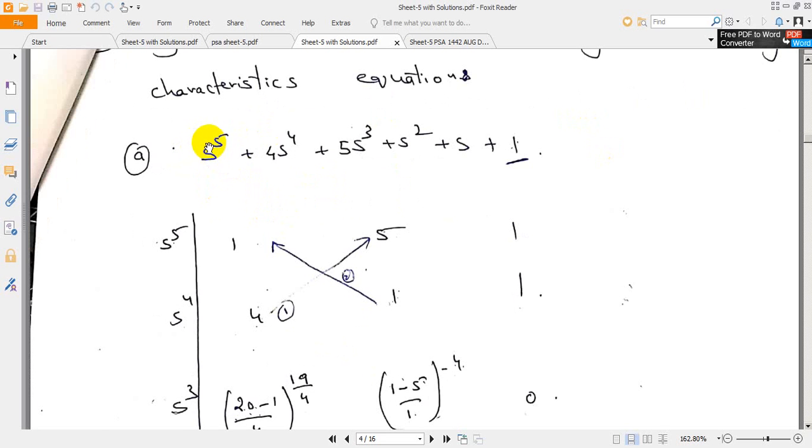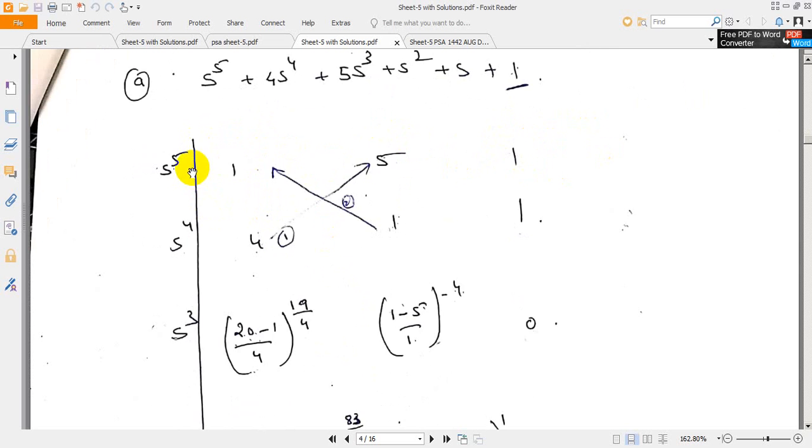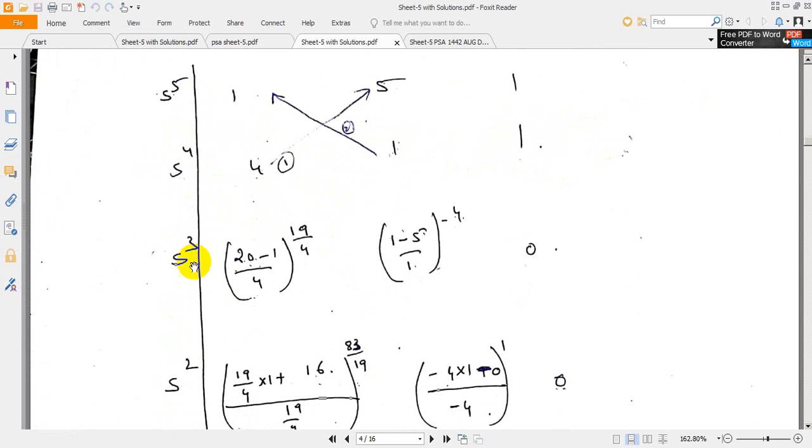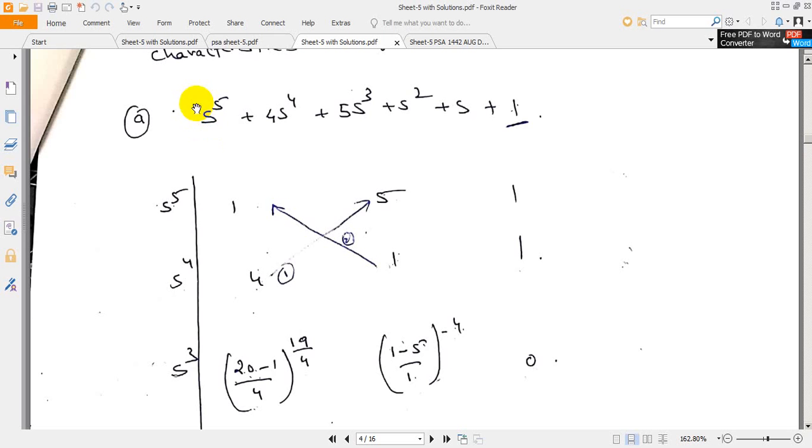We are going to represent the coefficients: S power 5, S power 4, S power 3, S square, S power 1 and S power 0. We will write it in column format: S power 5, S power 4, S cube. For S power 5, the coefficient is 1, and the alternate, odd degree coefficient is 5 for S cube. After this, the odd degree coefficient for S power 1 is 1.